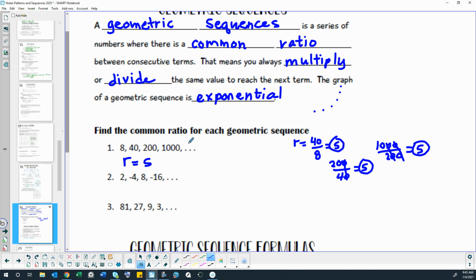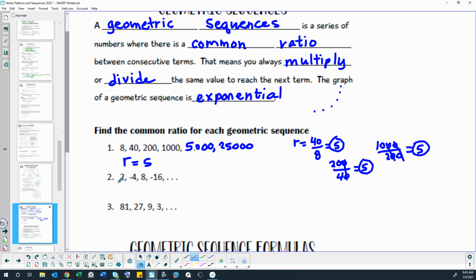How do we get the next number? Multiply by 5. So our next number would be 5,000. What would be next? 25,000. Look how big our numbers are getting. They get big really fast. It went from 8 to 25,000 in 1, 2, 3, 4, 5 terms. Feels kind of like the spread of coronavirus, doesn't it? Exponential growth.